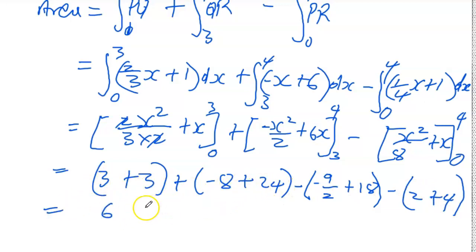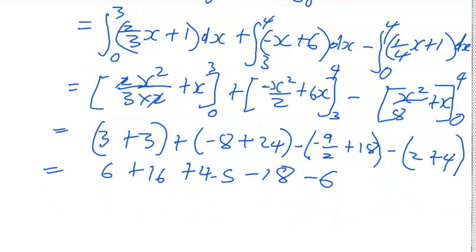Negative 8 plus 24, that's positive 16. And here this is positive 9 over 2, so it's positive 4.5. This is minus 18, that's minus 6. So this becomes 6 and 16, that's 22. 22 plus 4, that's 26.